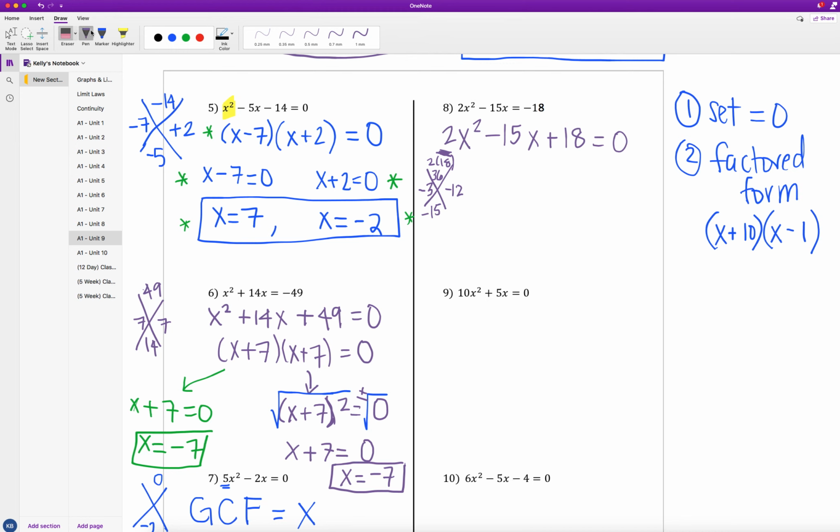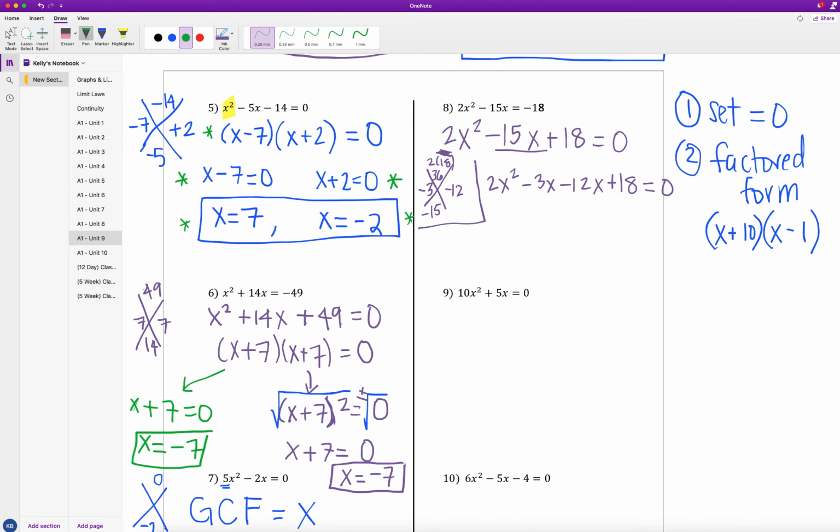So I'm going to rewrite the negative 15x as negative 3x minus 12x. So let's write this out. I still have the 2x squared. Negative 15x is now being rewritten as negative 3x minus 12x. That's still equivalent because negative 3 minus 12 will give us negative 15. And then I still get my plus 18 equals 0.